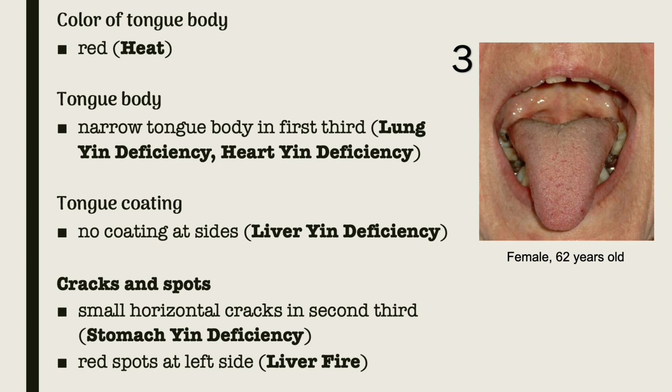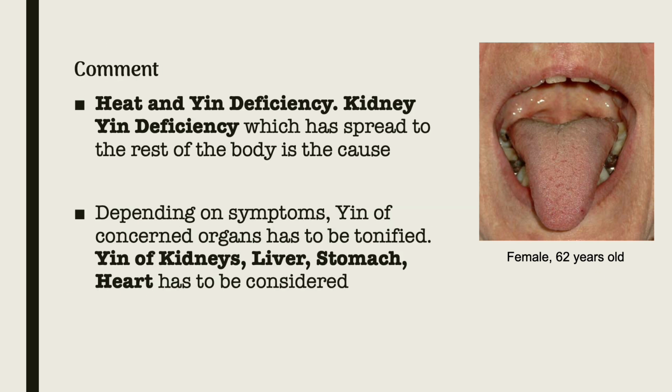No tongue coating at the sides means that there is liver yin deficiency. Notice the small horizontal cracks in the middle third, stomach yin deficiency, and the red spots at the left side, liver fire. This tongue demonstrates heat and yin deficiency.